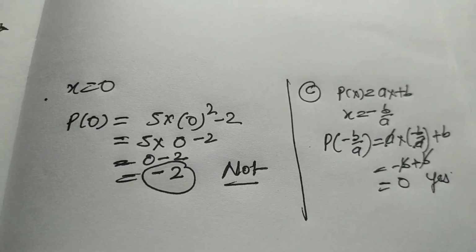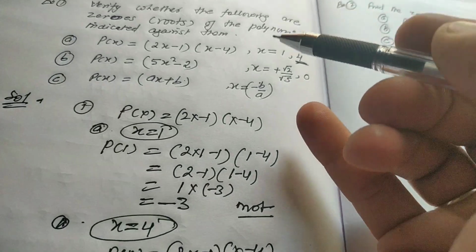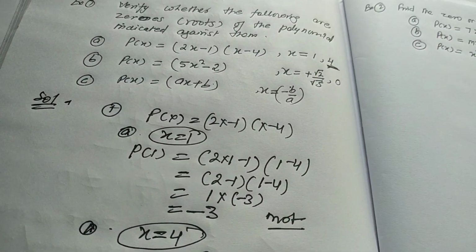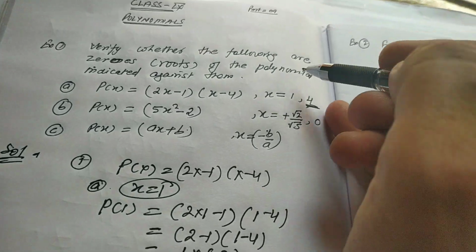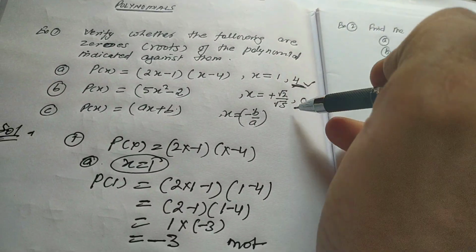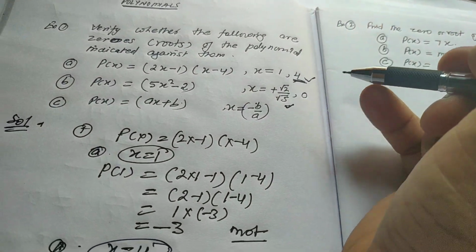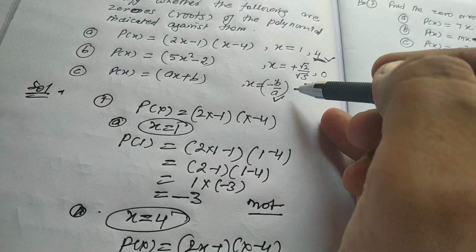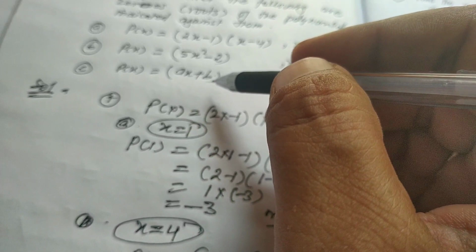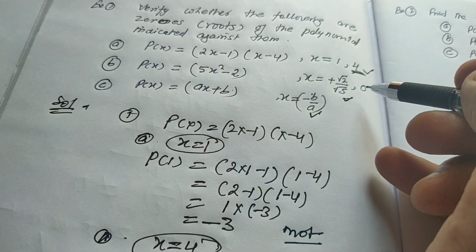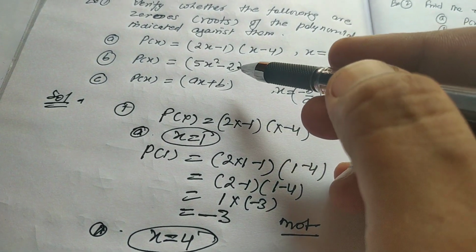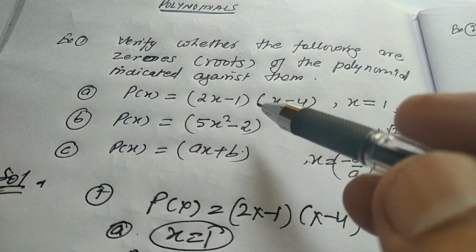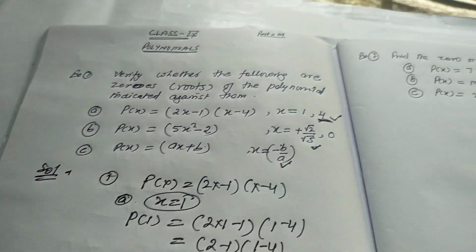Yes. So that means, look at this one. x is equal to 1 is not the zero of the first polynomial, and x is equal to 4. So 4 is the zero, and root 2 upon root 5 is the zero, and minus b upon a is the zero of ax plus b. But 0 is not the zero of the second polynomial, that is 5 square minus 2, and 1 is not the zero of the polynomial 2x minus 1, x minus 4.